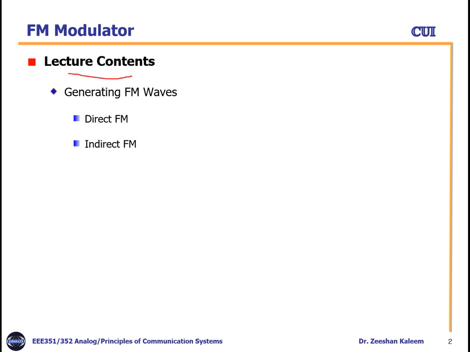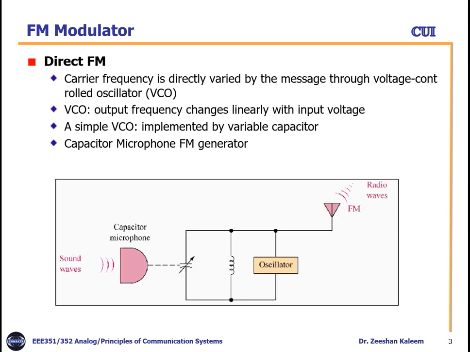In this video, we will study in detail how to generate FM waves. There are two methods to generate FM waves. The first one is called direct FM generation, and the other is called indirect FM generation. So we will study these topics in detail in this video. First of all, we will discuss what direct FM generation is, like how can we directly generate the FM waves?